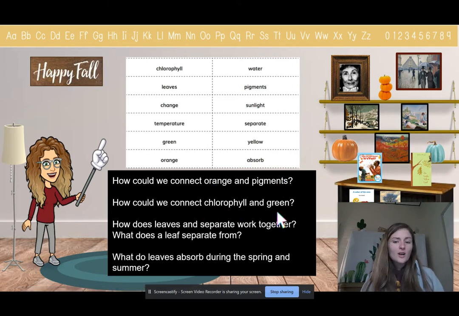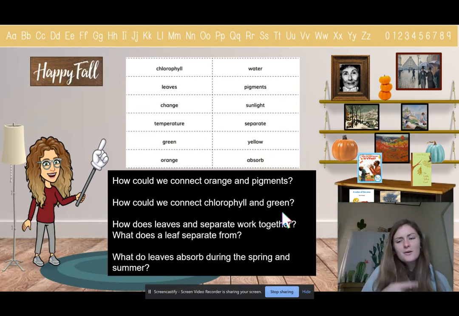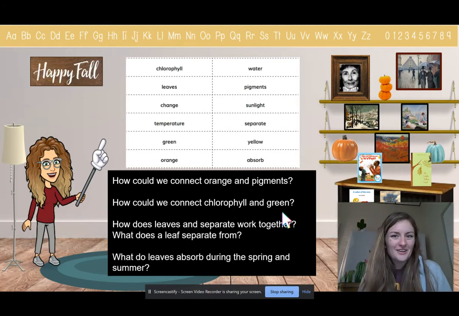What about chlorophyll and green? How could those two link up or connect? Think about chlorophyll. What is chlorophyll? It's what makes the leaves green. So chlorophyll is that substance that makes the leaves that bright green color.